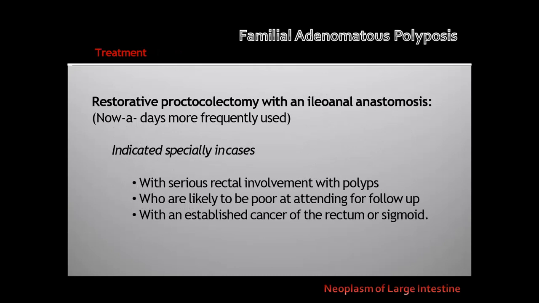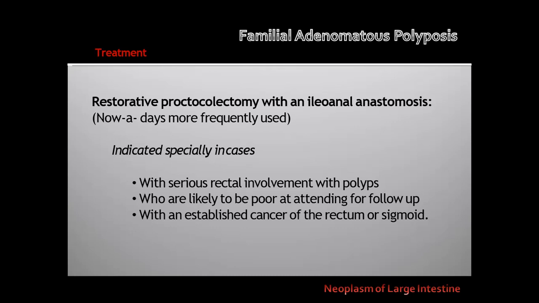For the treatment of familial adenomatous polyposis, nowadays it is the restorative proctocolectomy with an ileoanal pouch anastomosis, because the treatment for familial adenomatous polyposis, or FAP, is to prevent the conversion into malignancy, or if the patient has symptoms, to prevent these symptoms.